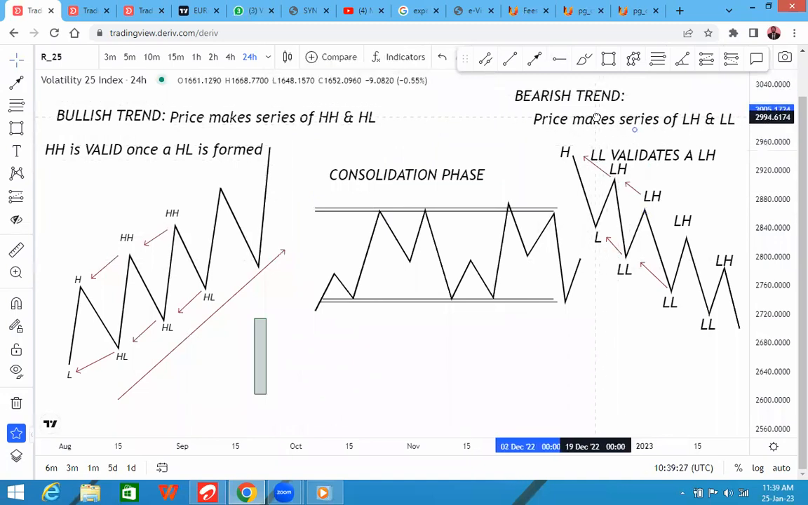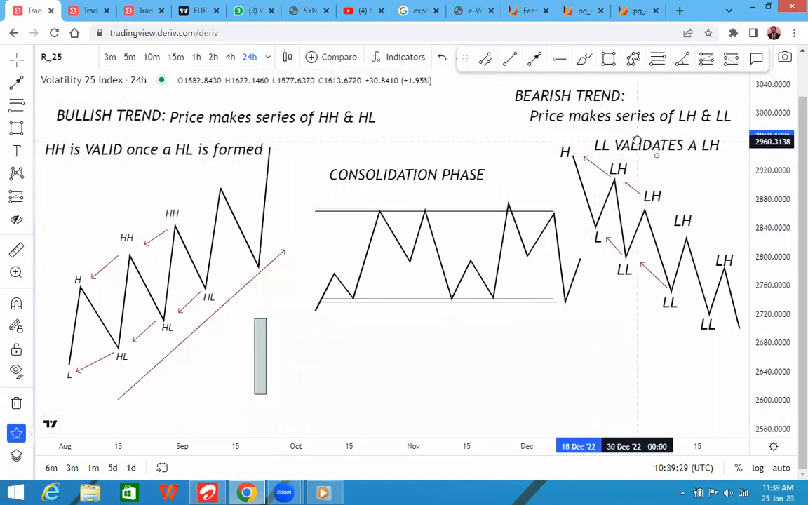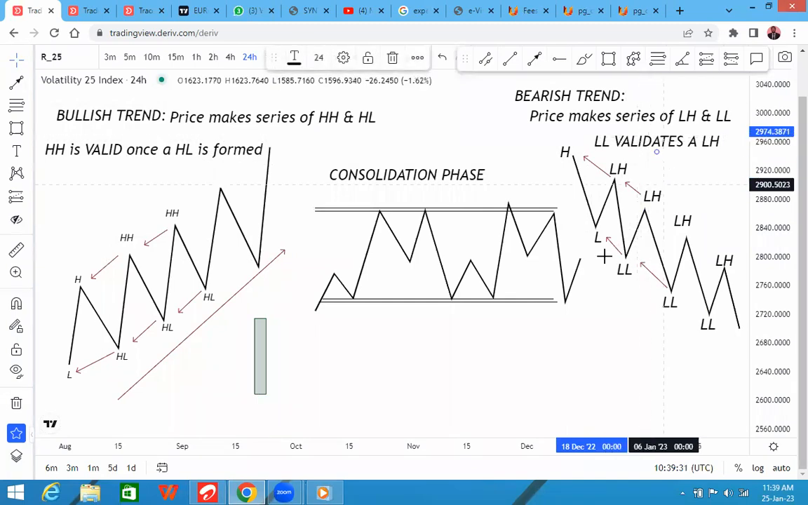Okay, let me push this upward. Until a lower low is created, a lower high is not valid. So you are not going to just jump into the market.